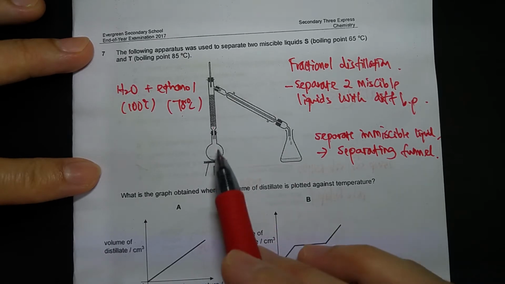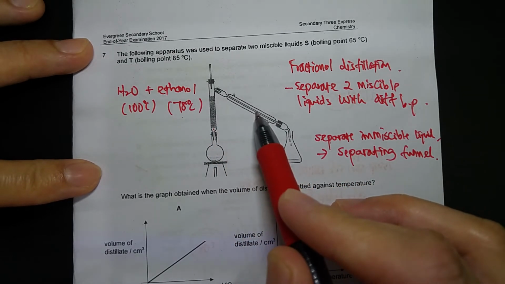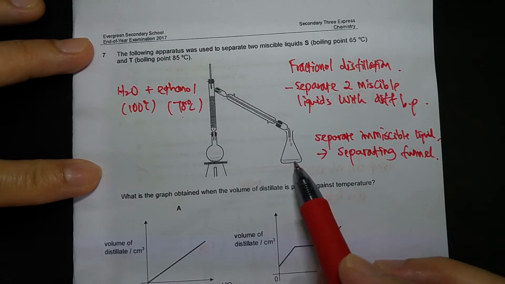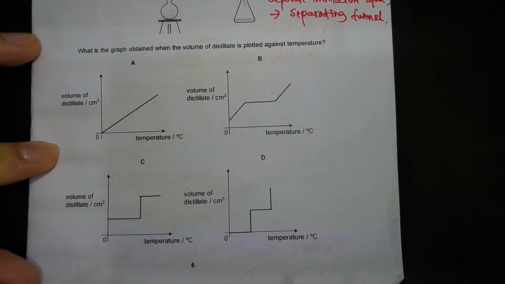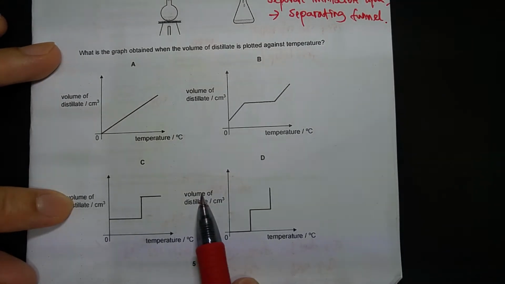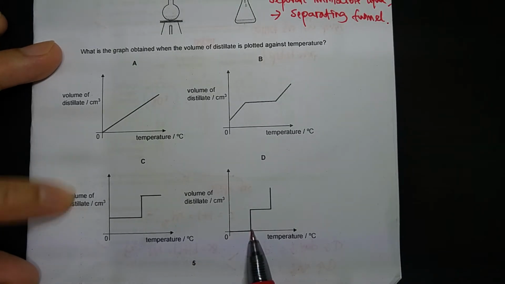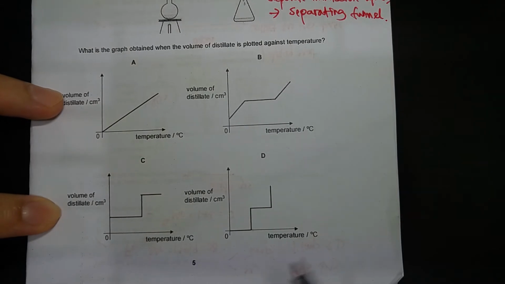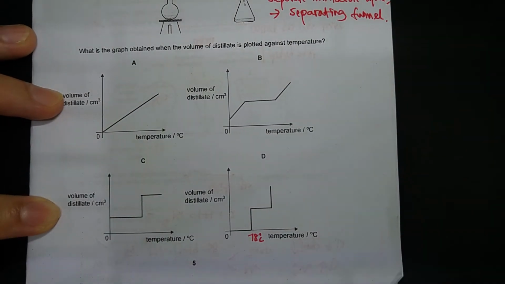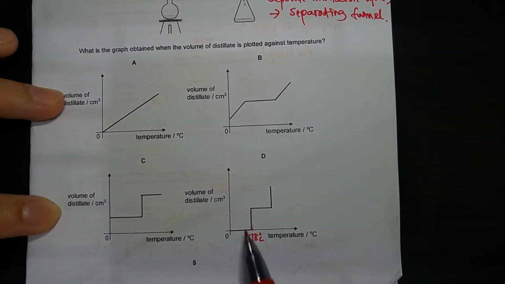At 78 degrees Celsius, the ethanol vapor will be able to pass through the glass beads, go into the condenser, get condensed here, and be collected as distillate. So which means that as you heat, no distillate will be collected. So this is the volume of distillate, right? No distillate will be collected until it hits 78 degrees Celsius. That is when the distillate will be collected.